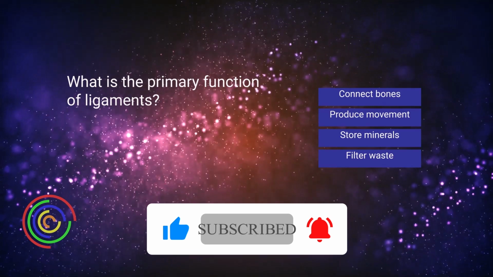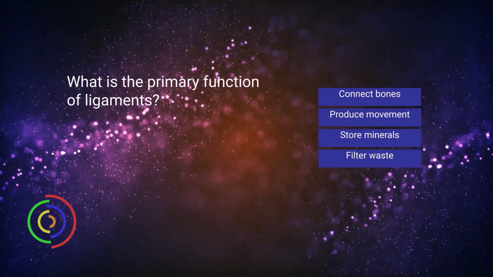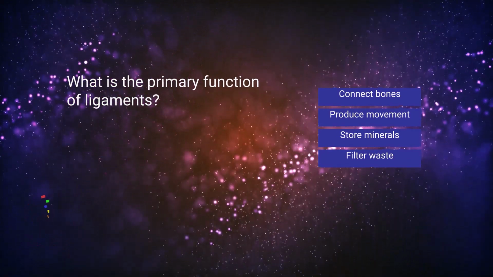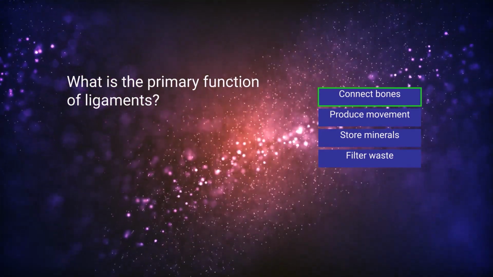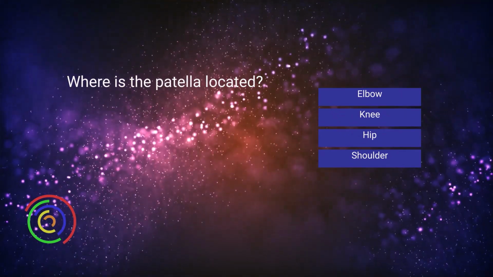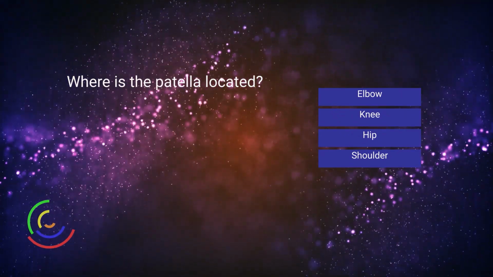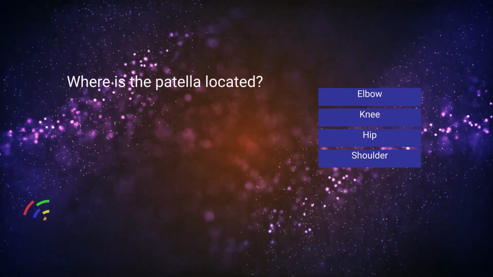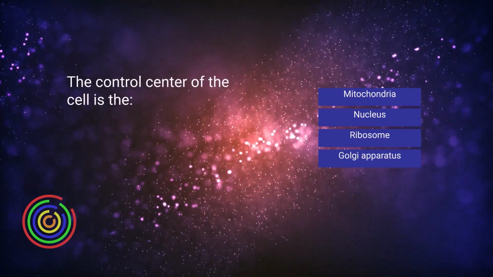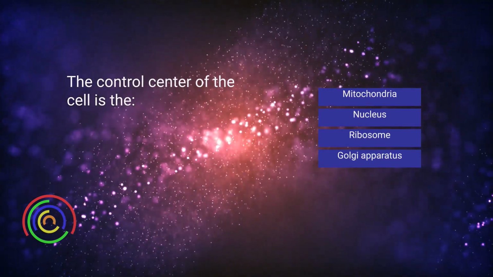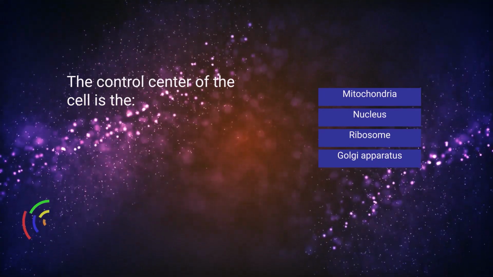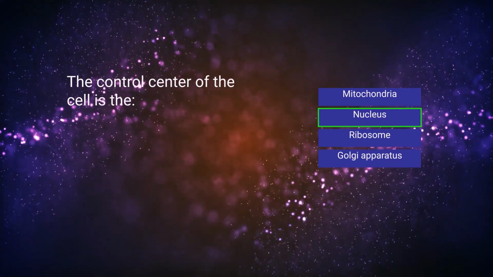What is the primary function of ligaments? Connect bones. Where is the patella located? Knee. The control center of the cell is the nucleus.